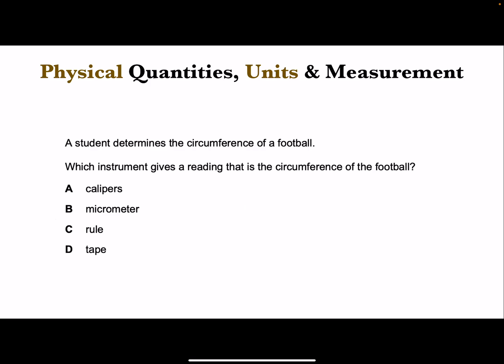So the circumference of a football, definitely we're not going to use a micrometer or a vernier caliper. It's going to be either a rule or a tape, but we know that it's a curved surface. So the rule cancels out, and it's a tape. The measuring tape. The answer is option D.